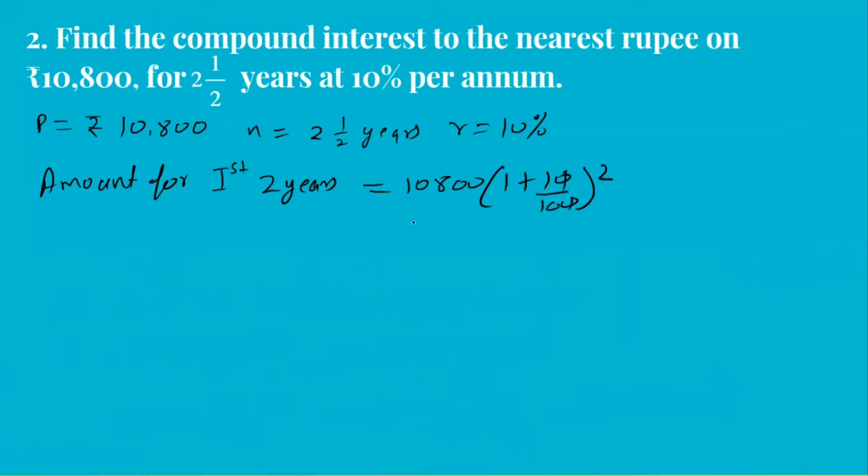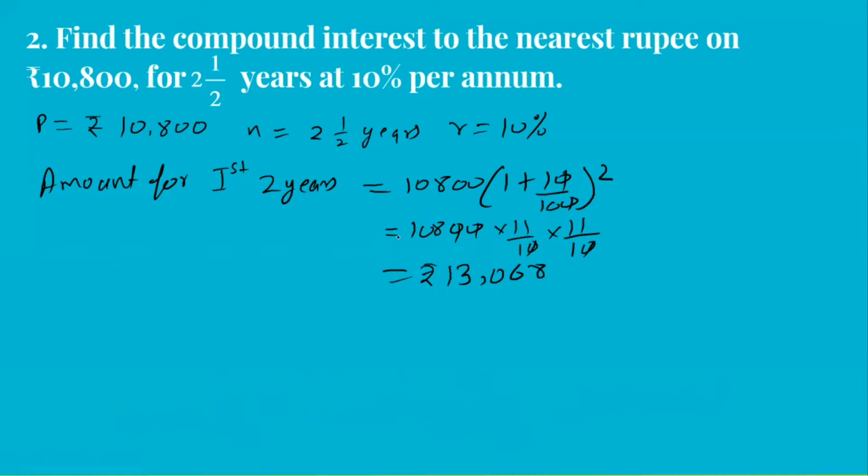Simplify 10 plus 1, 11. So you have here 10,800 into 11 by 10 into 11 upon 10. Simplify: 108 multiplied by 121, which you get as rupees 13,068. So this is the amount for the first 2 years.